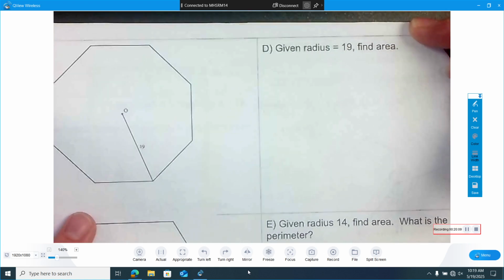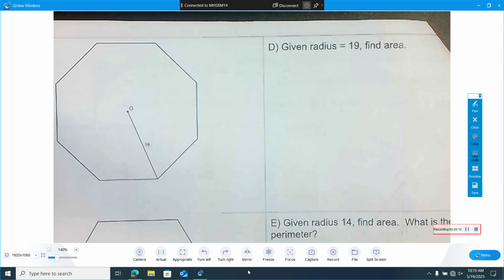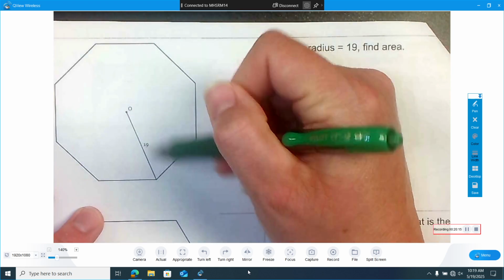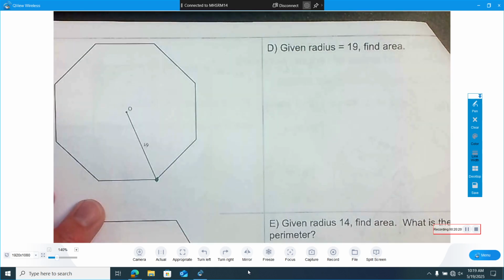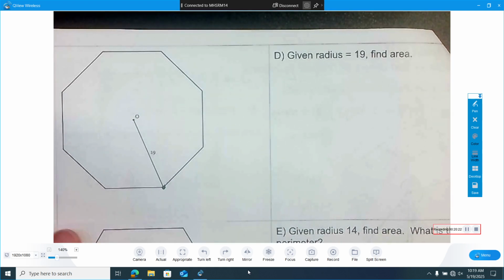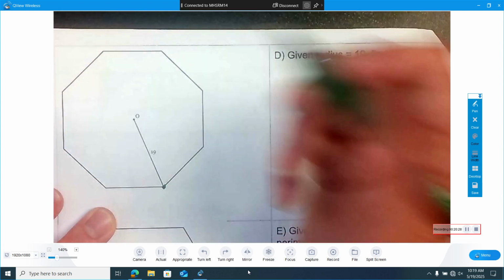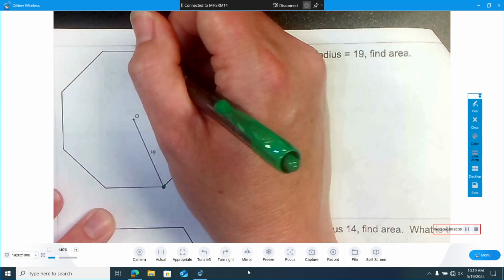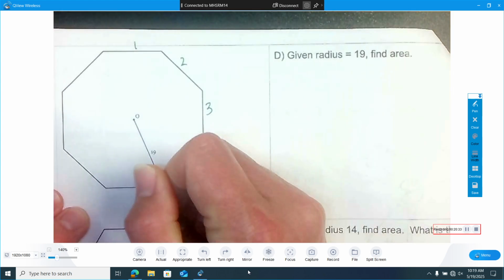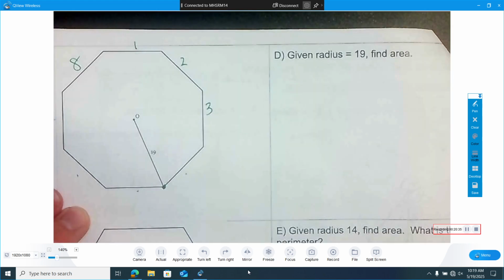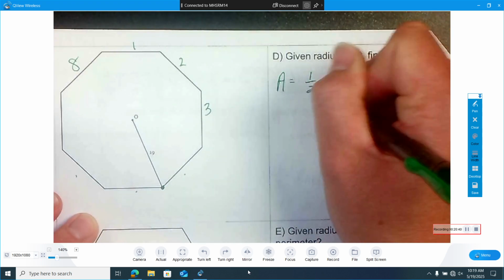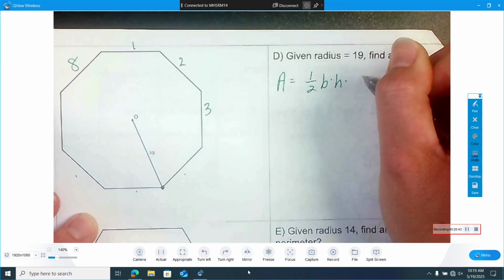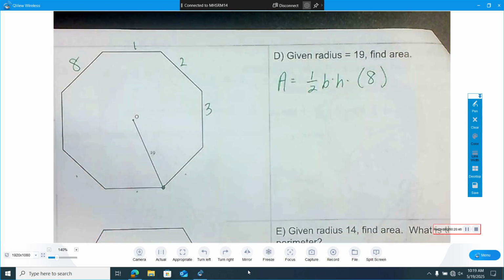Okay, so those first three were given the apothem, and now we've been given the radius. So again, the radius goes from the center to a vertex, a corner of our polygon, but essentially the process is the same. We just have a little bit more information to figure out. So the first thing, once again, is I need to figure out how many triangles I've got. So 1, 2, 3, 4, 5, 6, 7. This is an octagon, 8 sides. I want to find the area, and I know it's going to be 1/2 base times height times 8 triangles.